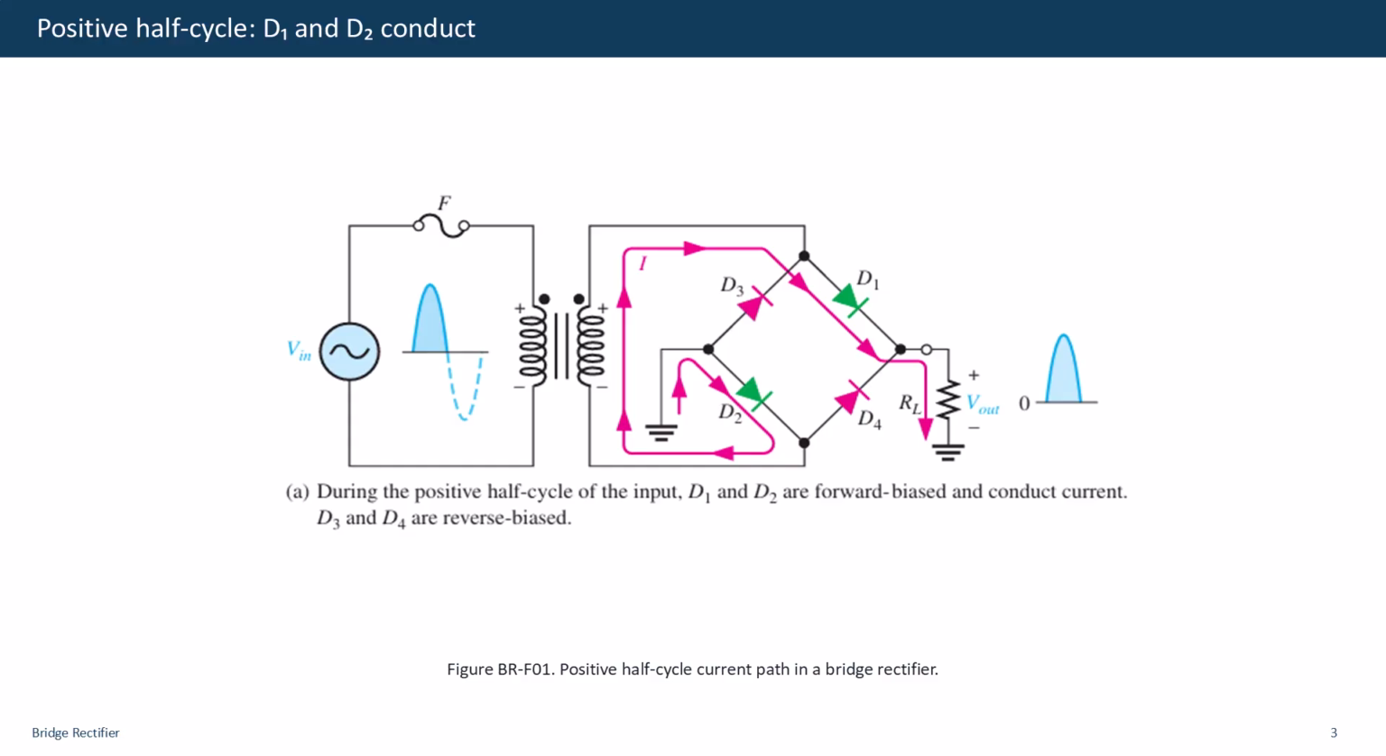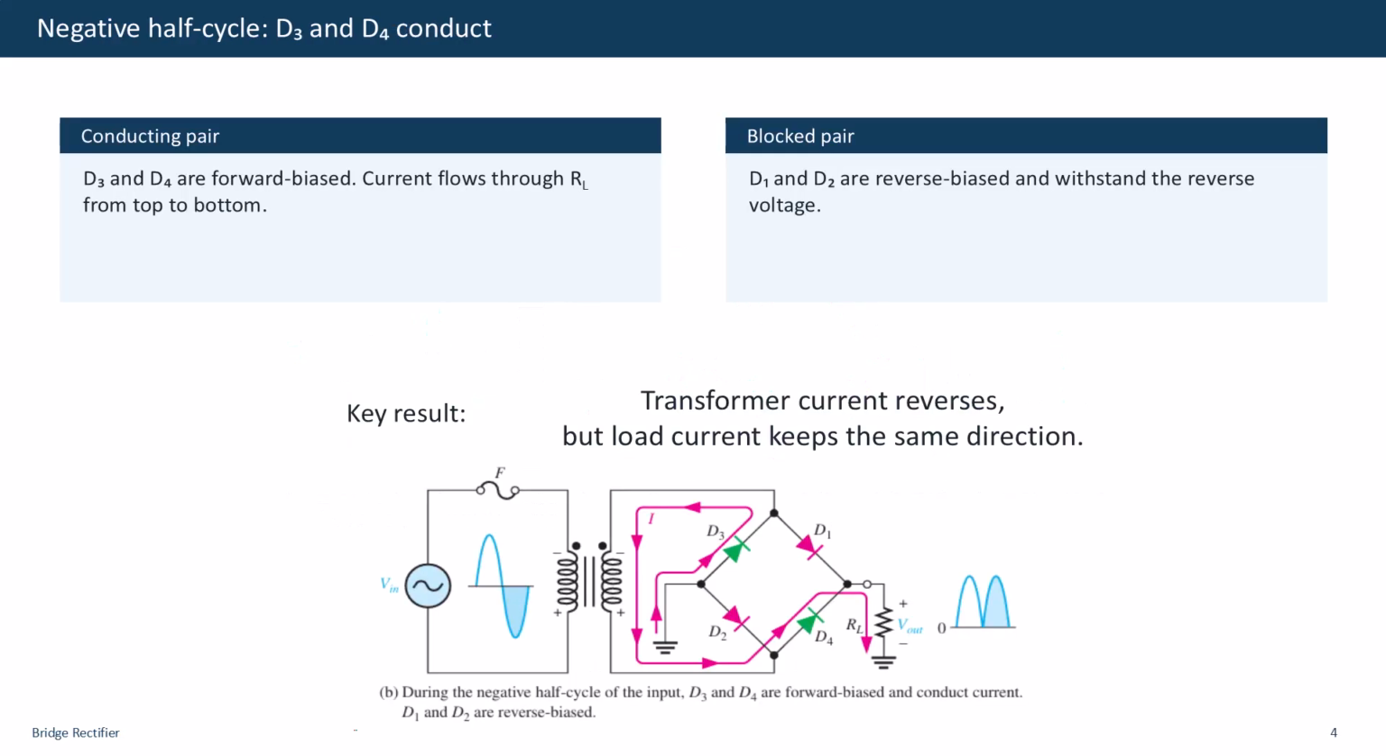The important observation is the polarity across the load: its upper terminal is positive. Therefore, this half cycle produces a positive load voltage pulse. When the secondary voltage reverses, its lower end becomes positive. Diodes D3 and D4 are now forward biased, and D1 and D2 are reverse biased.